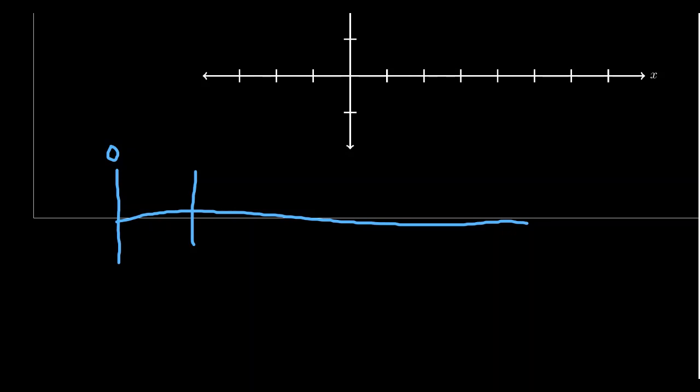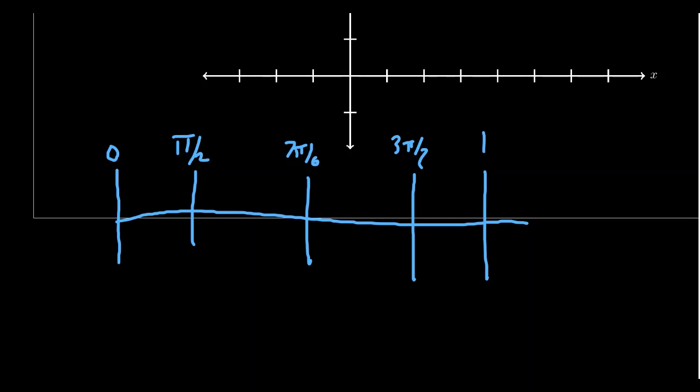We had a PPI at pi halves. We had a critical number at 7 pi sixth. We had a PPI at 3 pi halves. And then finally, we had another critical number at 11 pi sixth. All right. And then this stops itself at 2 pi. It'll repeat itself, but that's all that we have to do. We're going to get tons and tons of solutions otherwise.